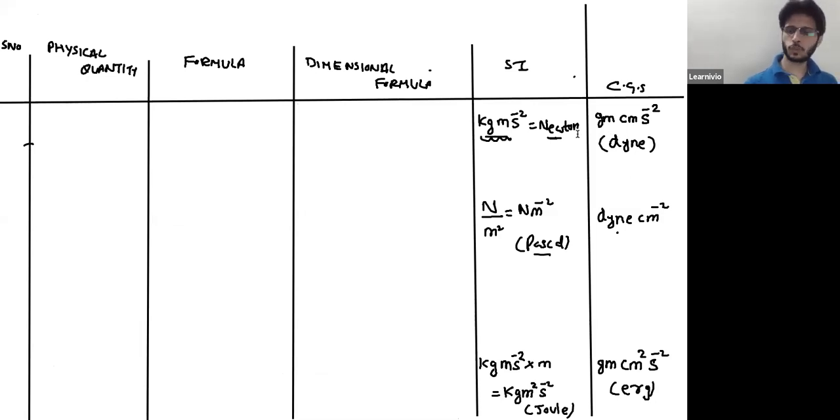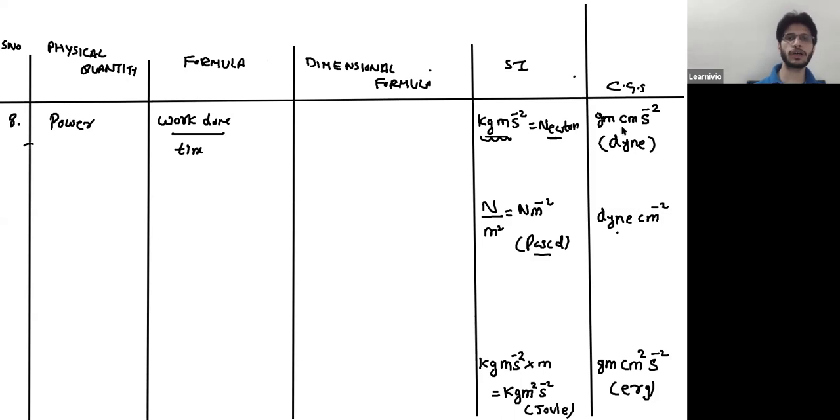Okay, after work done, the next quantity is power. This is the 8th quantity here, power. The formula of power is work done over time.